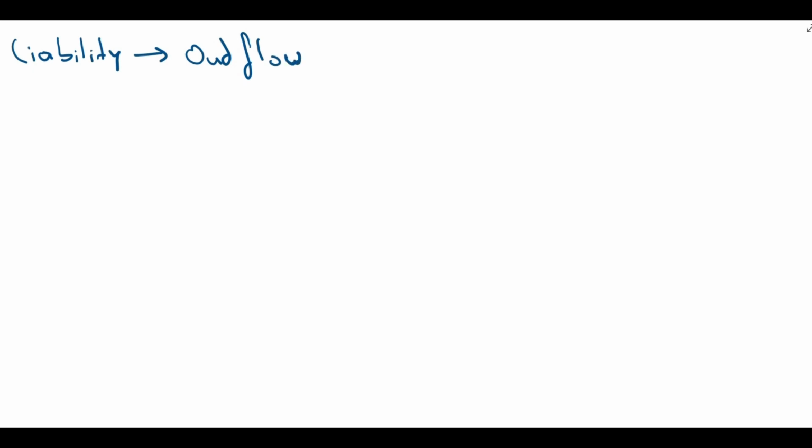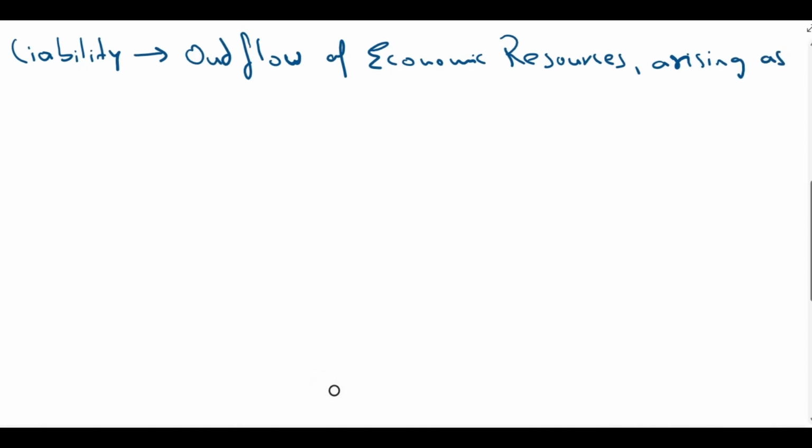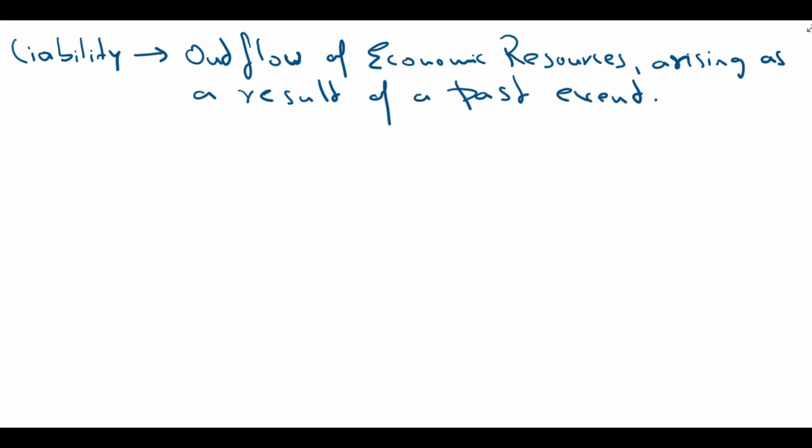Outflow of economic resources. I will mention all the keywords with capital letters, okay? Economic resources, which are arising as a result of a past event, okay? Arising as a result of a past event, okay?